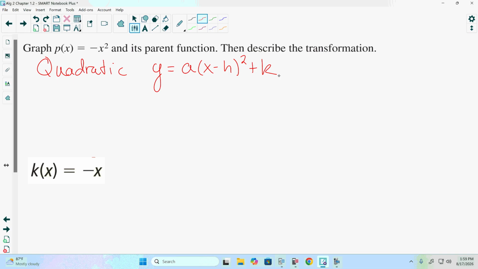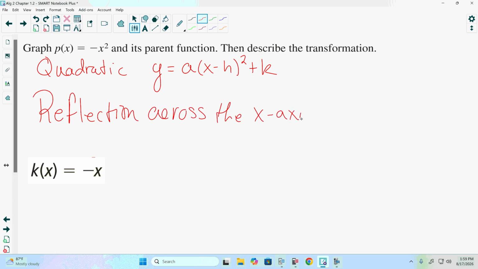Is there a value for A? Yeah, it's 1. But since we do have something in place of A, we have something there, yes? Is it negative? So that means there is a reflection across the x-axis.